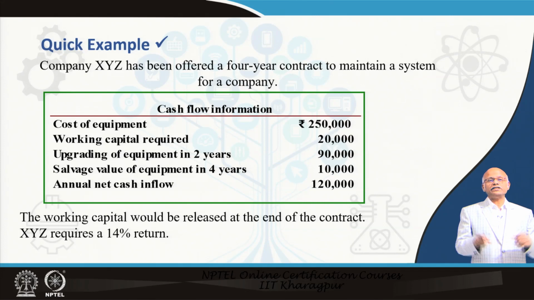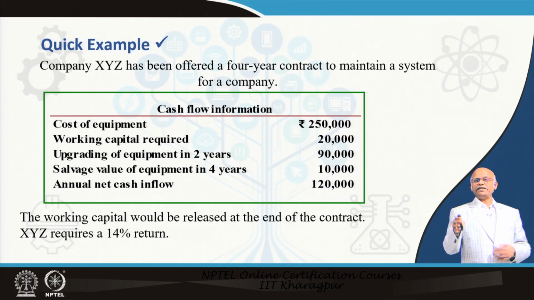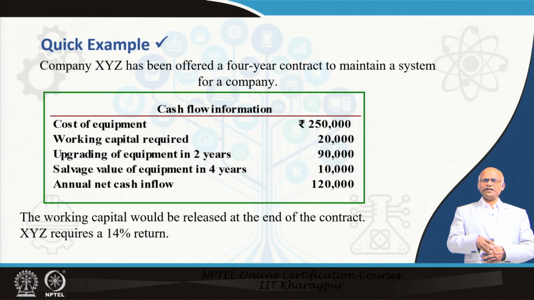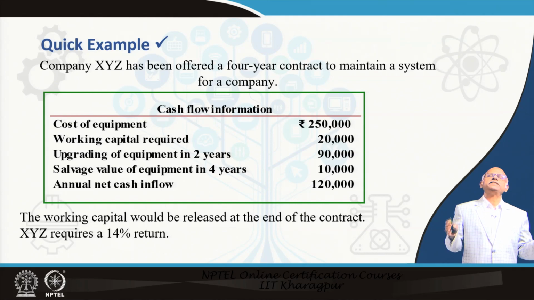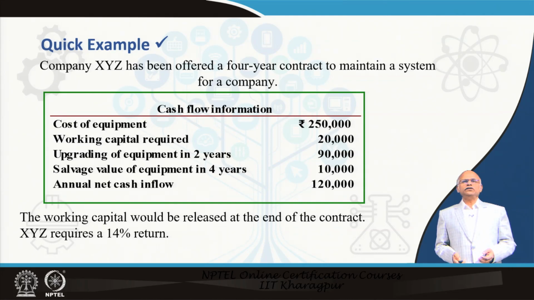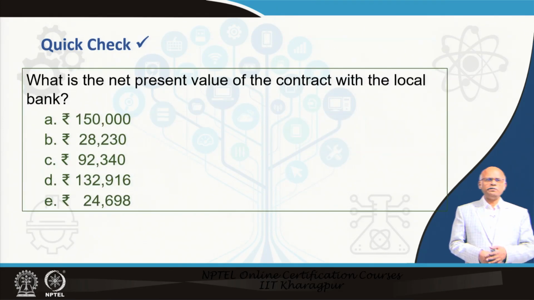The decision will be based on net present value. If the net present value estimated with a discount rate of 14% for the entire contract period of 4 years is 0 or above 0, meaning positive, then you accept. If it is negative, you do not accept. 14% is the discount rate. So, just pause for a while, estimate and then move forward will be better.